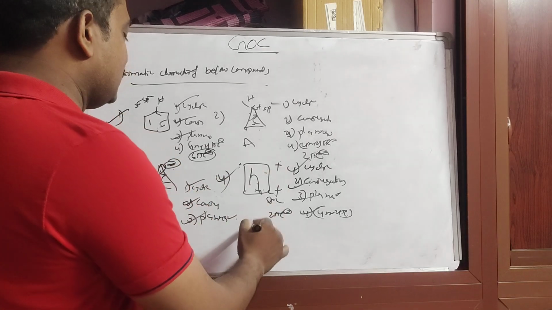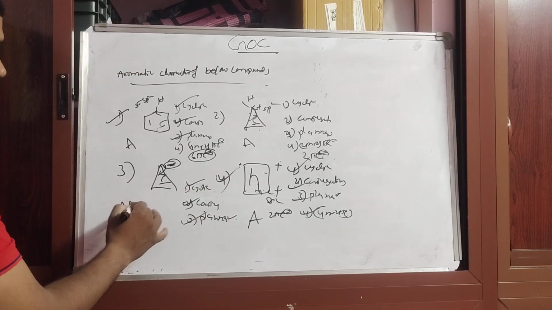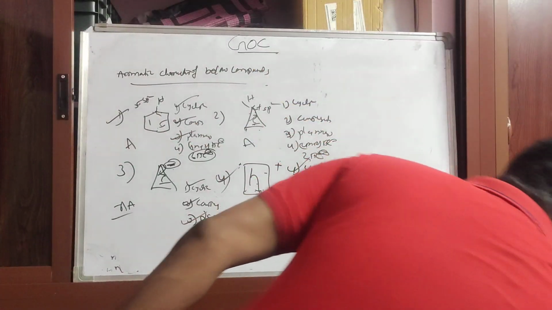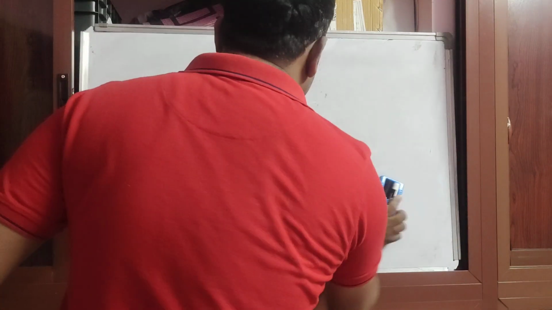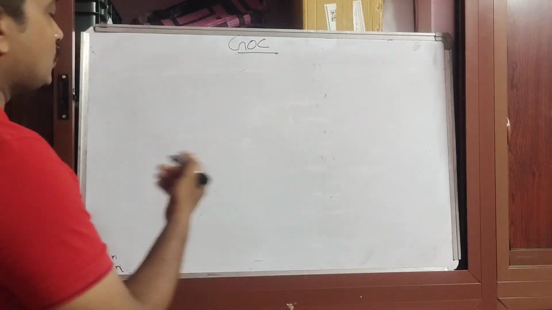This is called aromatic. This is 4n pi electrons, so this is anti-aromatic. These are some examples of the aromatic character of a molecule. Next, one more concept. In this case, annulene. What is annulene?